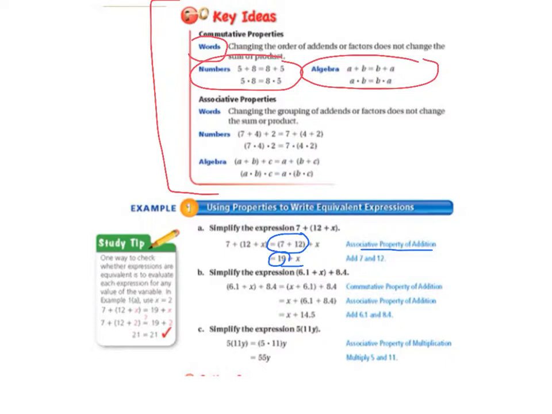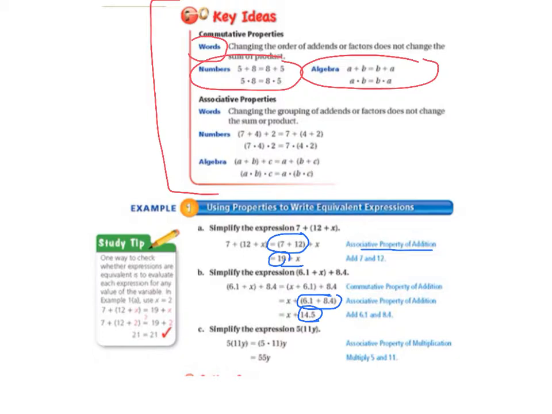Now we're going to simplify the expression 6.1 plus x plus 8.4. So we're going to use the commutative property of addition. We're going to change the order of things. We're going to move the 8.4 and the 6.1 so they're next to each other. And then we're going to change the grouping so that the parentheses are around the 6.1 and the 8.4. We're going to add those, and that gives us 14.5. So we changed our expression so that it's now x plus 14.5.